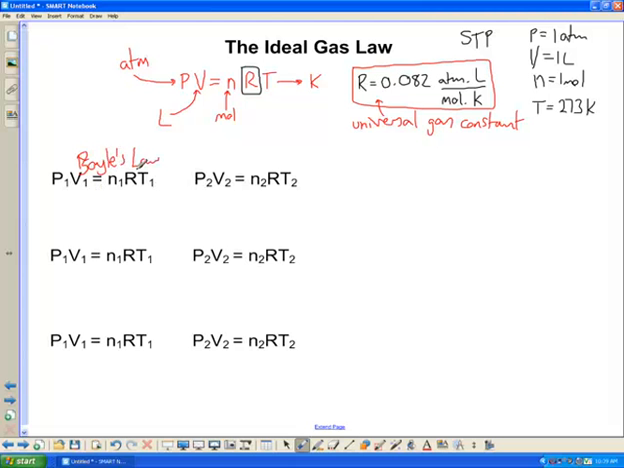Now, from the previous video, one thing you'll have seen about Boyle's law is that the equation for Boyle's law is P1 V1 equals P2 V2. But that assumed conditions of constant temperature and number of moles. All right. R is a constant.